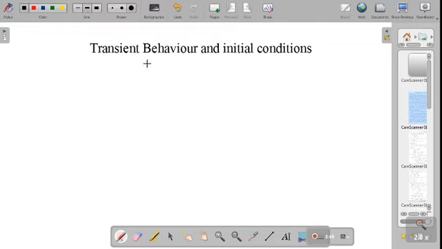Let us consider the chapter transient behavior and initial condition. If you are given a circuit with a DC or AC power supply, for instance, let us consider a DC power supply. The DC power supply is providing a voltage of, let us consider, 10 volts, and this circuit comprises a switch and a resistor, and this forms the circuit. Let us consider the resistance is 5 ohm.